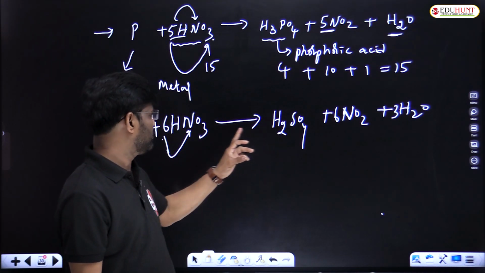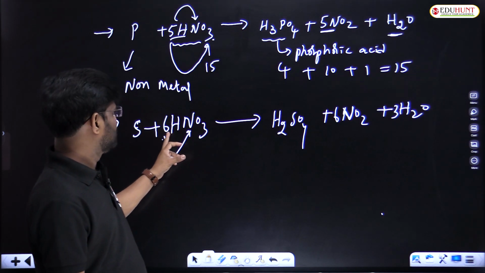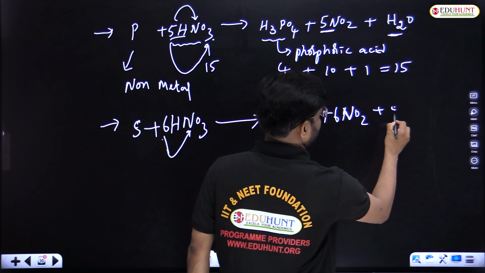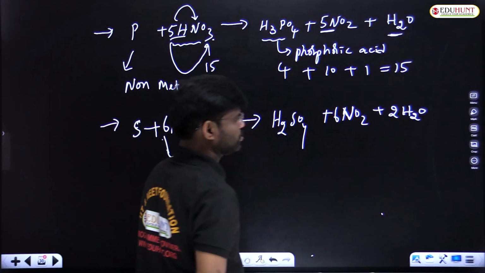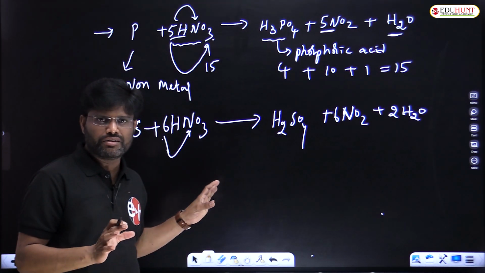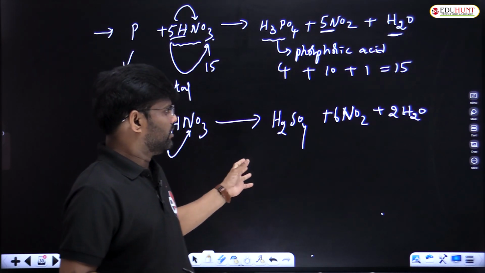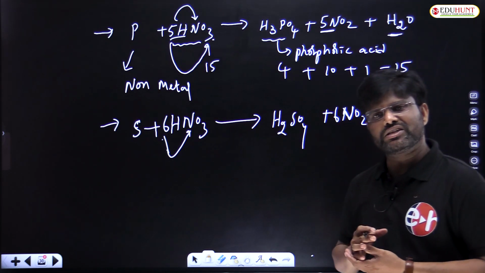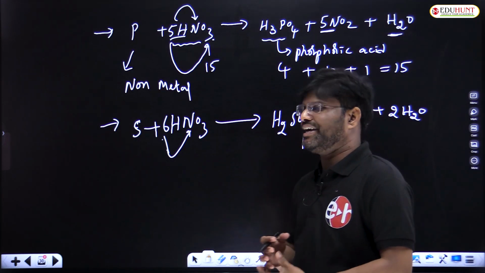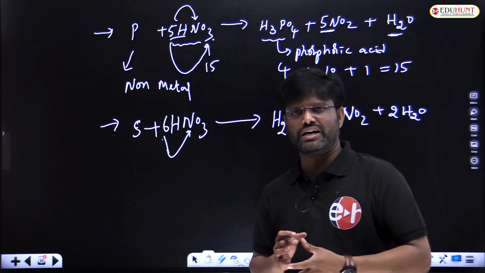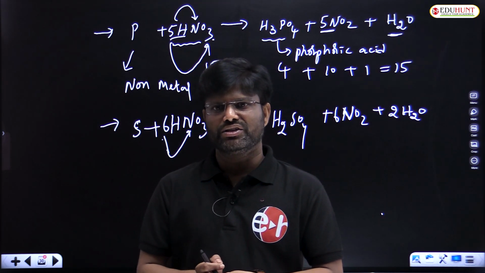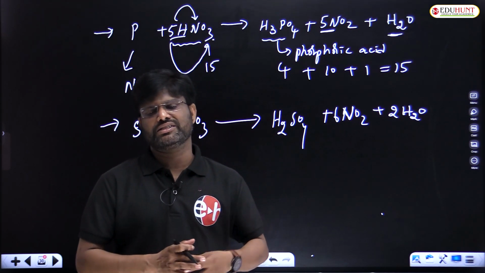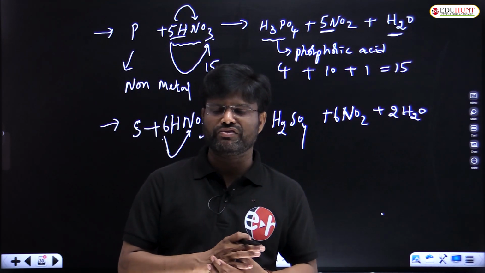So 1 sulfur, 1 sulfur, 6 hydrogens. 6 hydrogens here, 2 already there. That's why I am keeping 2H2O here. So now all atoms are balanced. This is about how the non-metals react with sulfuric acid and how the non-metals react with nitric acid. So this is concept 4. Metals, non-metals I completed. So everyone should practice this concept 4, chemical properties of non-metals.